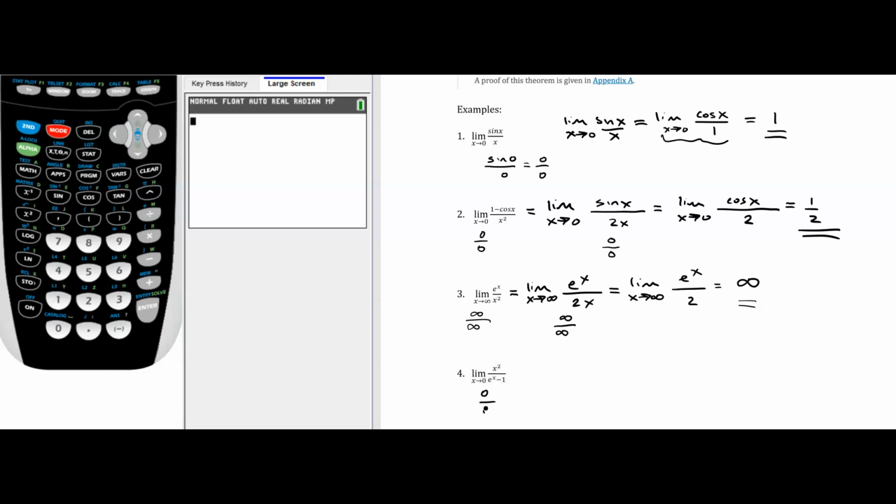And so L'Hopital's rule applies, and we can say that this is equal to the limit of 2x all over e to the x as x goes to 0. If you do a direct substitution here, you end up with 0 divided by e to the 0, and e to the 0 is actually 1, so you do not have another example of where L'Hopital's rule could be applied again. This is not an indeterminate form. This would suggest our answer is 0.